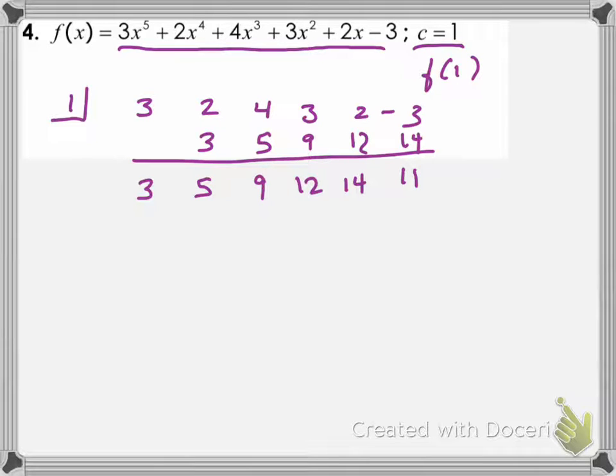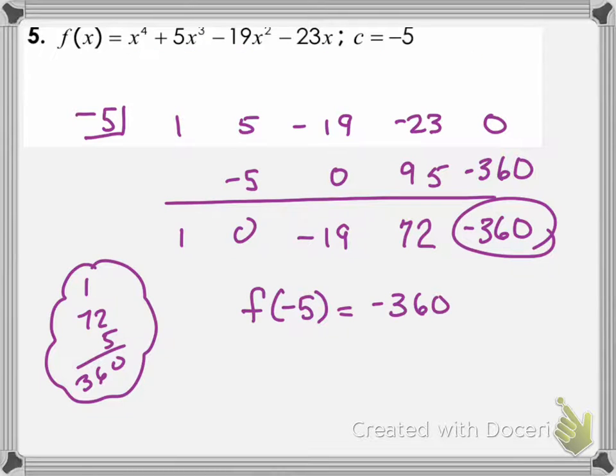And so that's correct. F of 1 is equal to 11. So very cool, very fast, didn't take long at all. Look at number 5. I've kind of already done that one, so you do it in your notes, okay? So it's wanting it at -5. It wants f of -5.